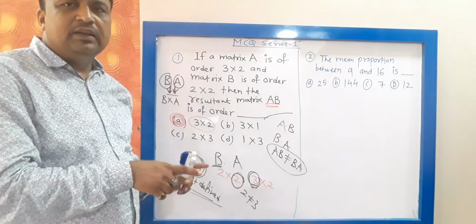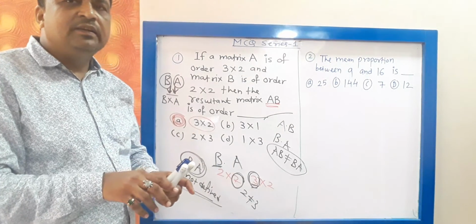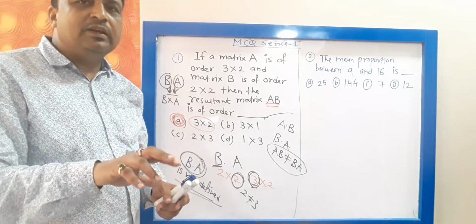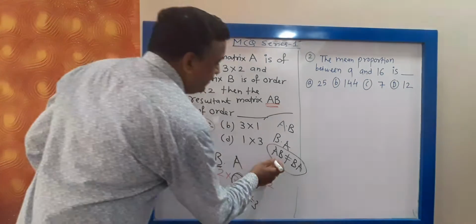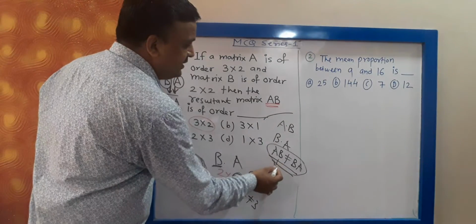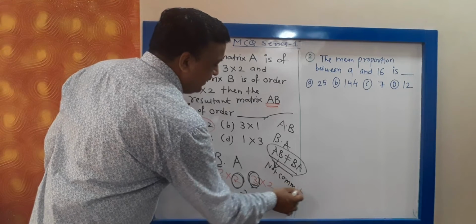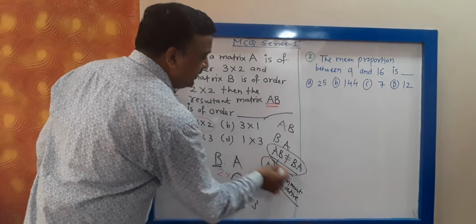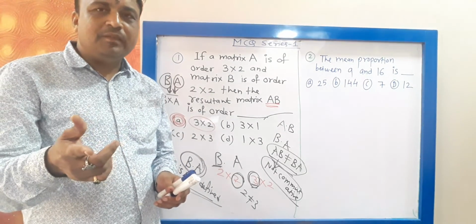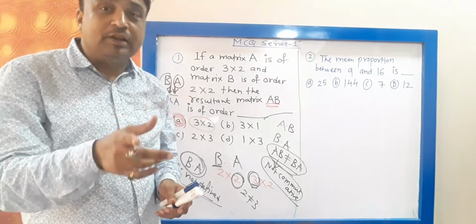So A dot B is defined, B dot A is not defined. So the resultant matrix AB is defined and B dot A is not defined. So AB is not equal to BA, which means matrix multiplication is not commutative. Is it clear? A dot B is not equal to B dot A. That means matrix multiplication is not commutative.